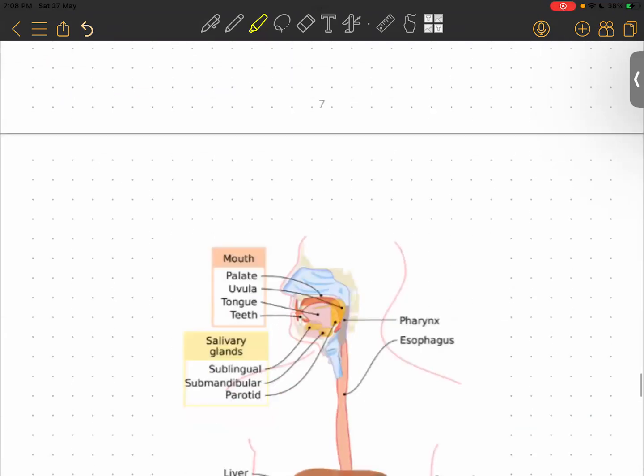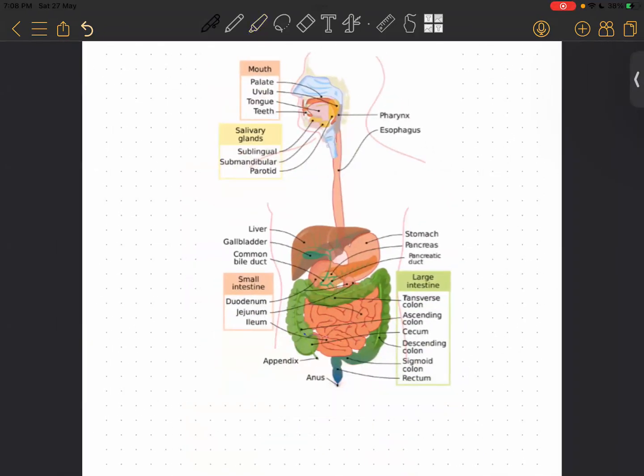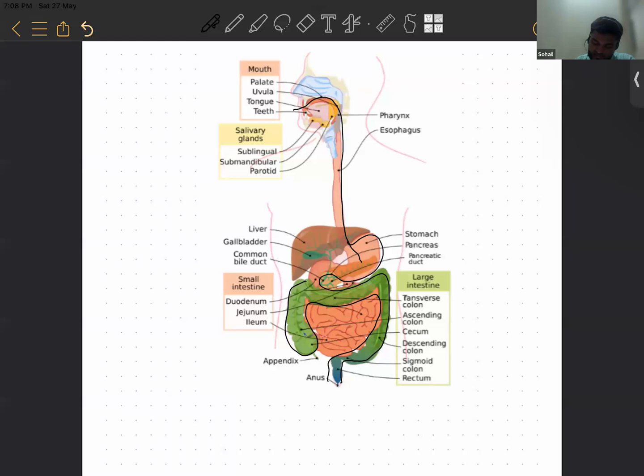Have a look at this diagram here. Look, this long tube which starts from the mouth and continues till the anus is simply called what? The alimentary canal, where the food passes from our mouth and gets released from the anus. That is simply called the alimentary canal.